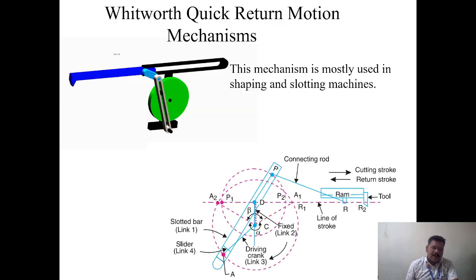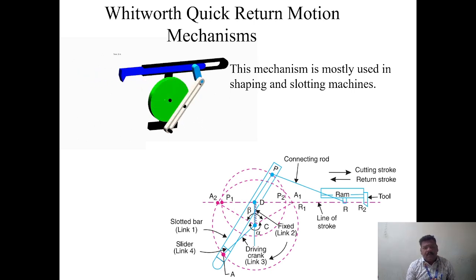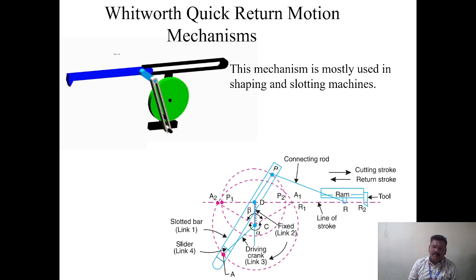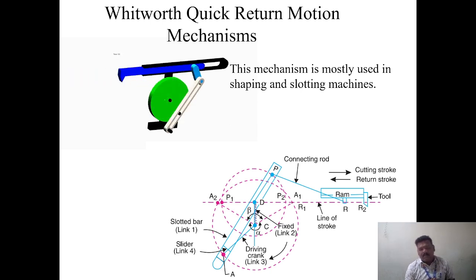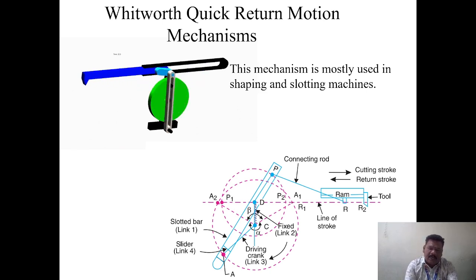Next, we go for the next mechanism. It is the Whitworth quick return mechanism. This is used mostly in shaping and slotting machines. You can see the animated image of the Whitworth quick return mechanism on the top left of the slide, and the block diagram is shown below in the slide.